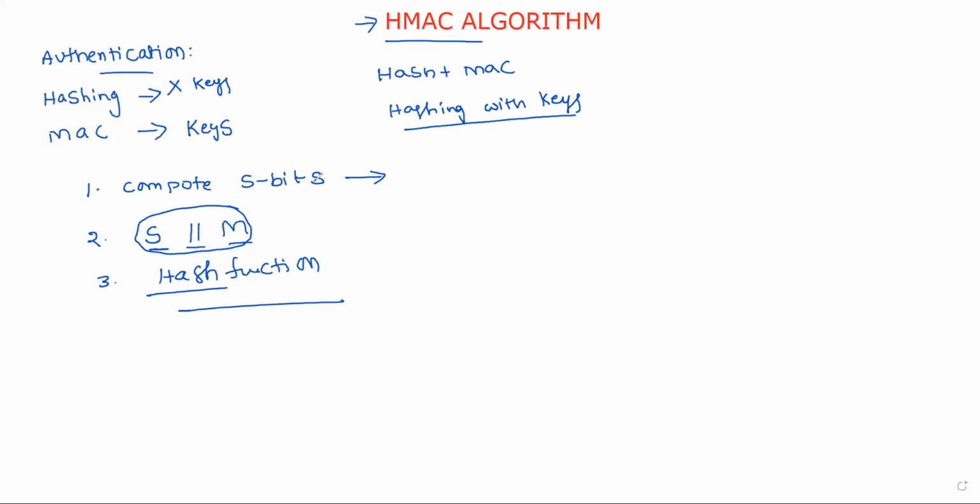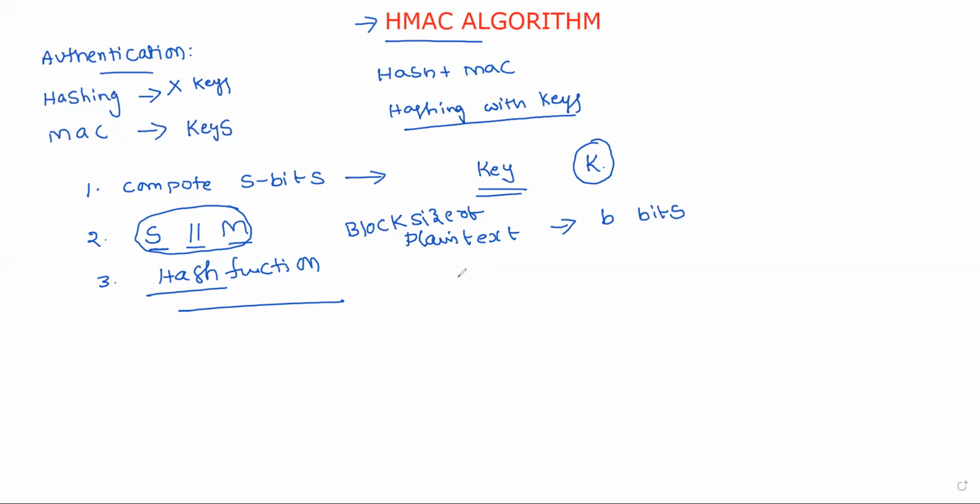Now, before going to the algorithm, what is the first step? Computation of S bits. For computation of S bits, we require a key. Assume K is the key. What is the size of the key? Before knowing the size of the key, what is the size of plain text? That is simply in terms of blocks. Assume the block size of plain text is B bits. So obviously the key size must be B bits.